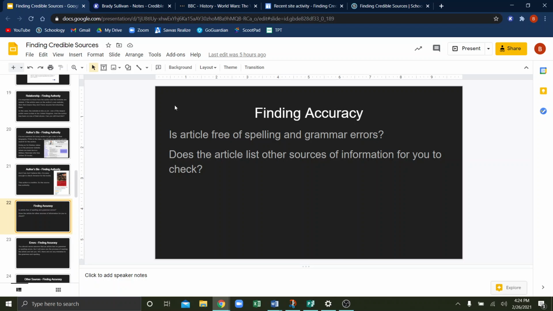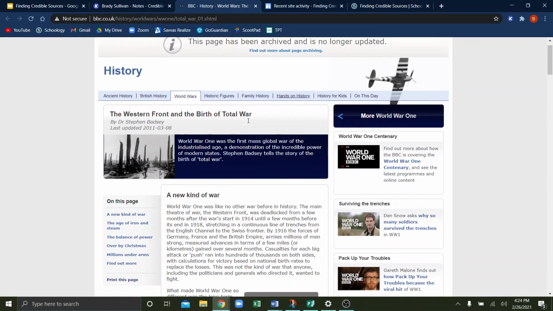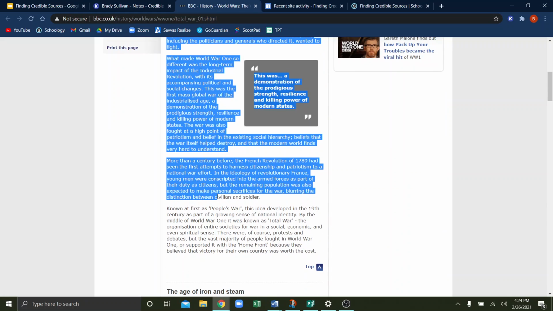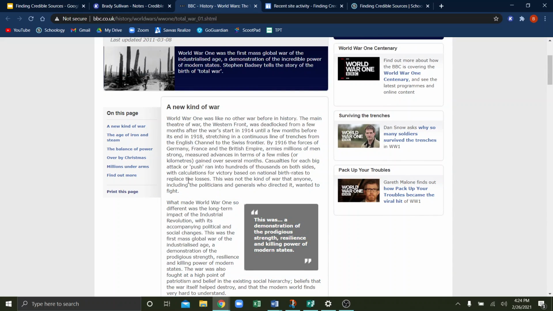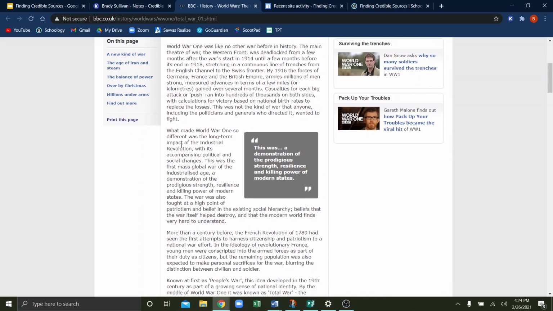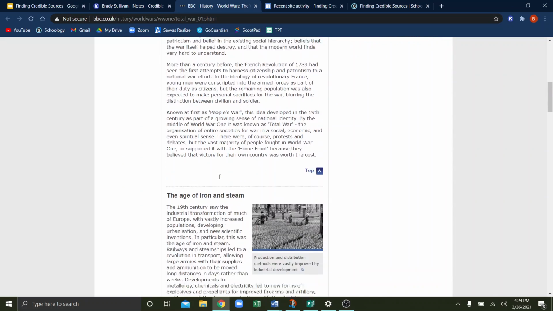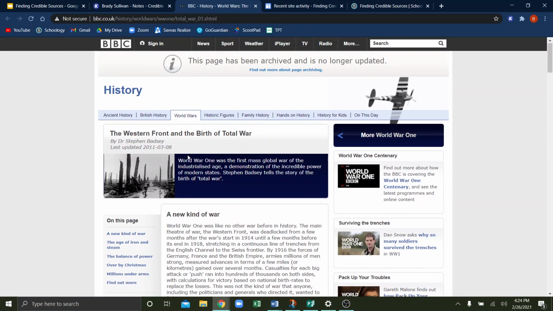Now let's talk about accuracy. Accuracy is something that we can't really talk too much about because it requires us to read it, and we're being lazy, so we're not going to read it. But take my word for it, there are no grammar errors in this passage. I checked. There are not any. You would be able to tell immediately.